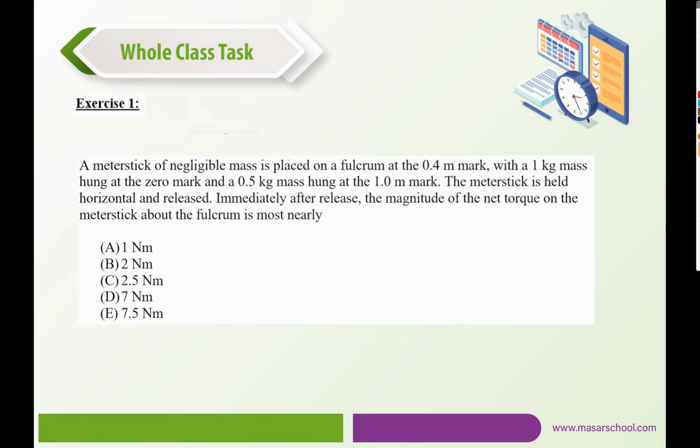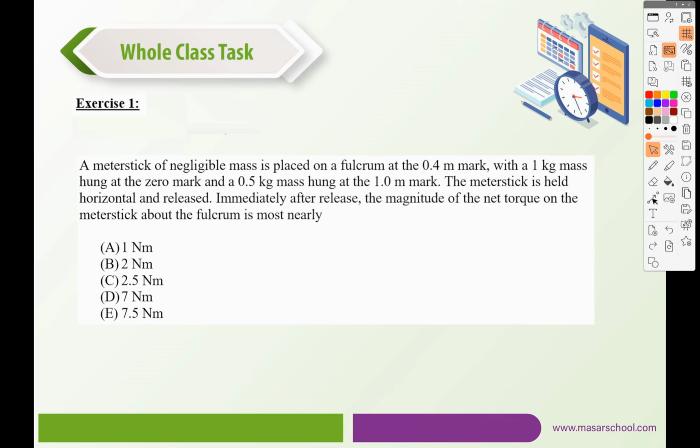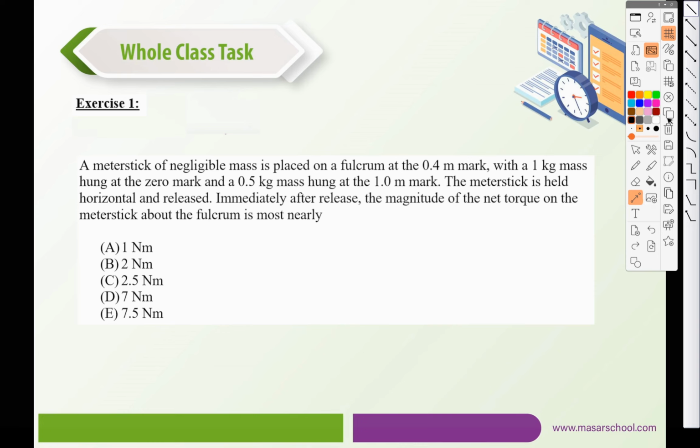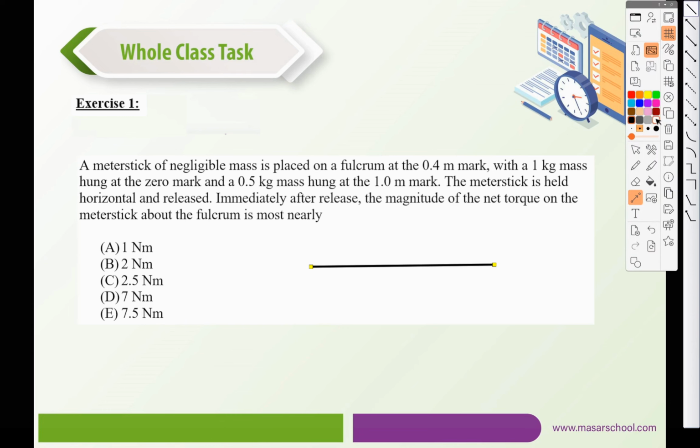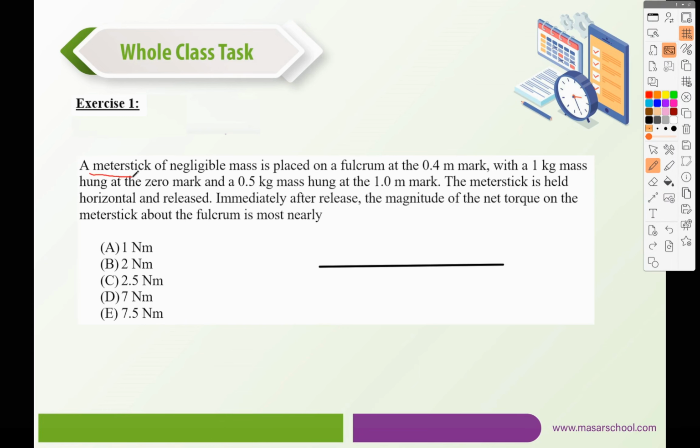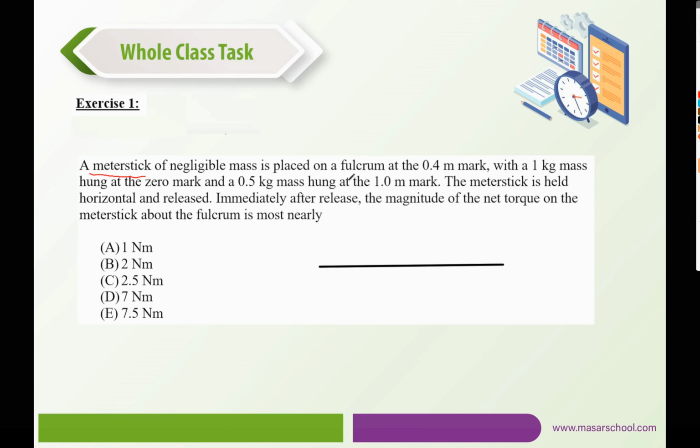And now for the rest of the video, we're going to solve exercises, the MCQ. Let me start with exercise 1. A meter stick of negligible mass is placed on a fulcrum at the 0.4 meter mark. So here we have the following bar, sorry, the meter stick. By meter stick, it means that the length of this stick is 1 meter. So this is the left edge, this is the right edge.